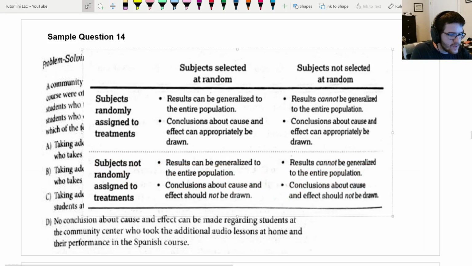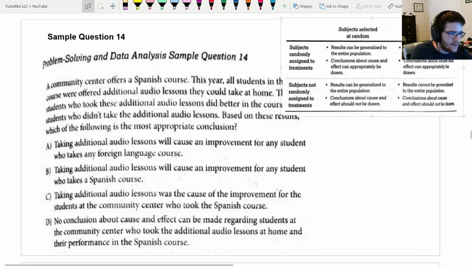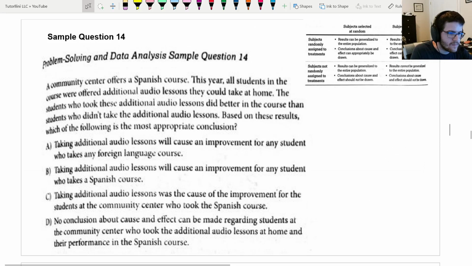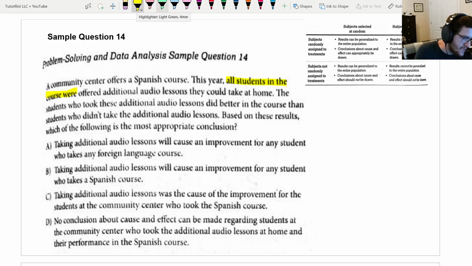Okay, I'm going to make this smaller so that we can read the question. It says, a community center offers a Spanish course this year. All students in the course were offered additional audio lessons they could take at home. The students who took these additional audio lessons did better in the course than students who did not take the additional audio lessons. Based on these results, which of the following is the most appropriate conclusion?